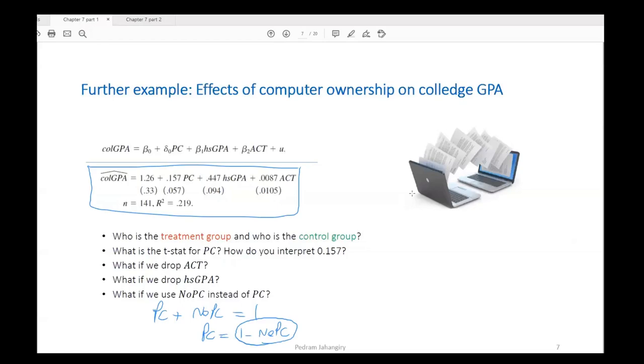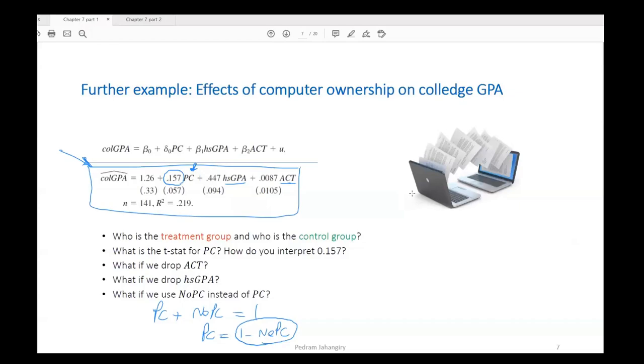But before doing that, I want you to use your intuition. Use your intuition and think about it. Go back to this equation. If I want to replace PC with no PC, what will happen to the coefficient of high school GPA? Nothing. What will happen to the coefficient of ACT score? Nothing, right? Because I'm changing PC to no PC. Why should something change for them? What will happen to the coefficient of PC, now that I have no PC?